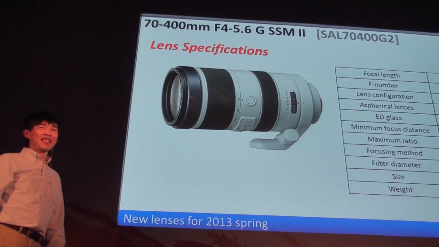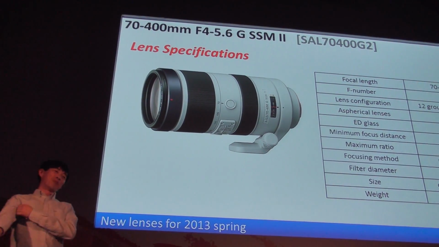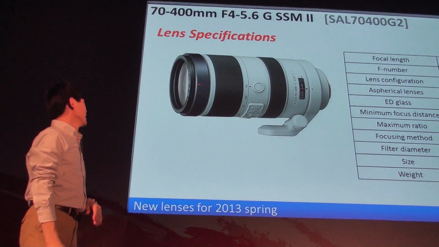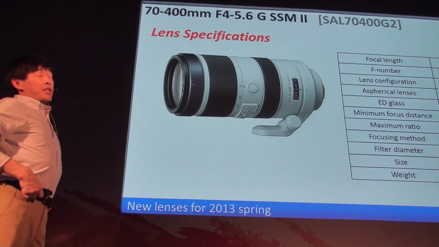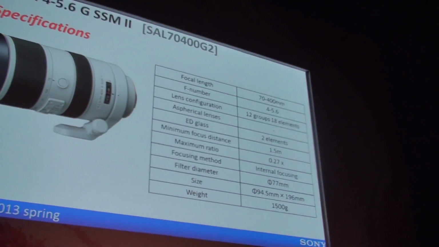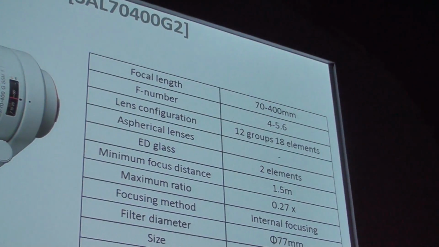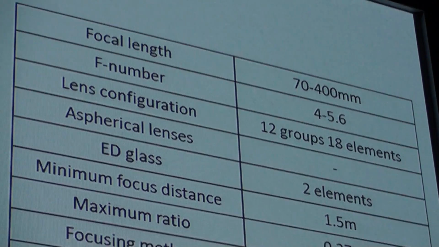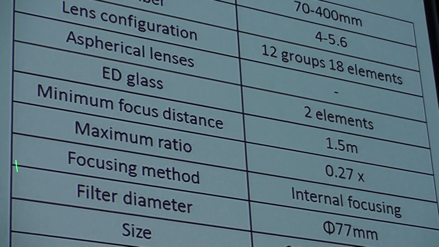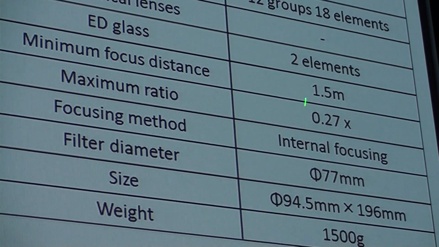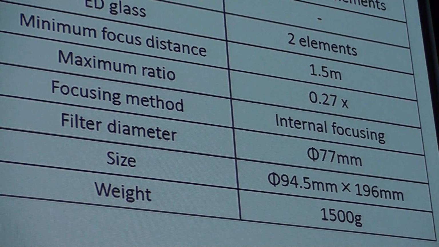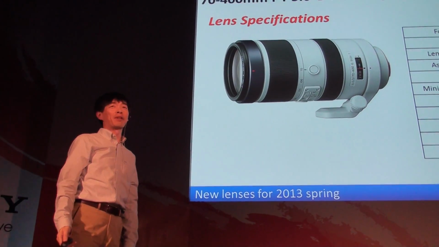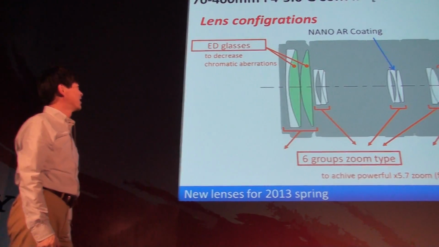Okay. So I'd like to move on to the next lens. This lens is the 70 to 400 millimeter G2. Many specifications are the same as the G1, but the color of the lens is white. This is a very big difference.